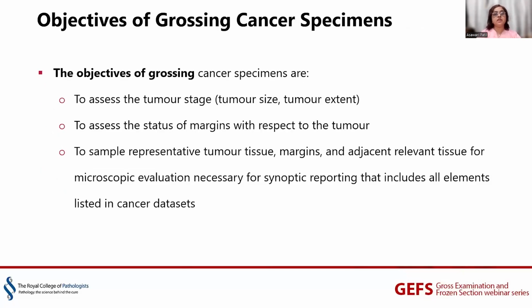So what are the objectives of grossing any cancer specimen? One is to assess tumor stage, that is tumor size and tumor extent. Second is to assess the margins with respect to the tumor, whether they are free, close, or involved. And then, after recording all this data, we sample representative tumor tissue, margins, and adjacent tissue, and we evaluate it microscopically and collect the data and put it together for synoptic reporting. These elements or parameters are all listed in the cancer data sets for a particular organ.